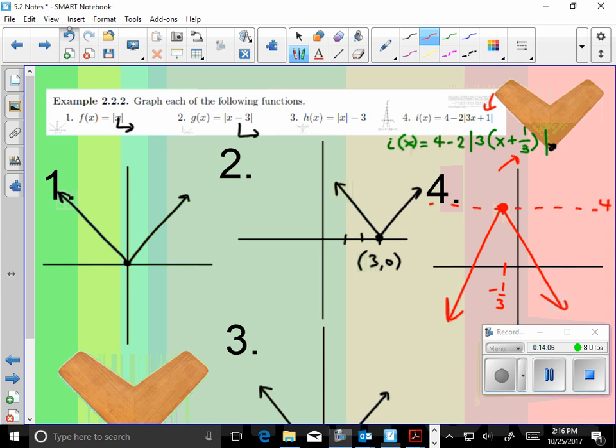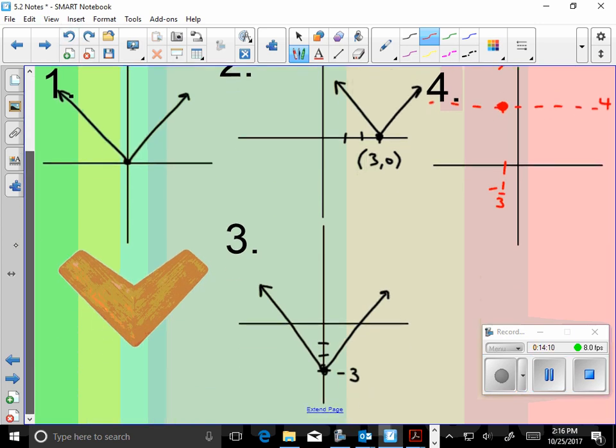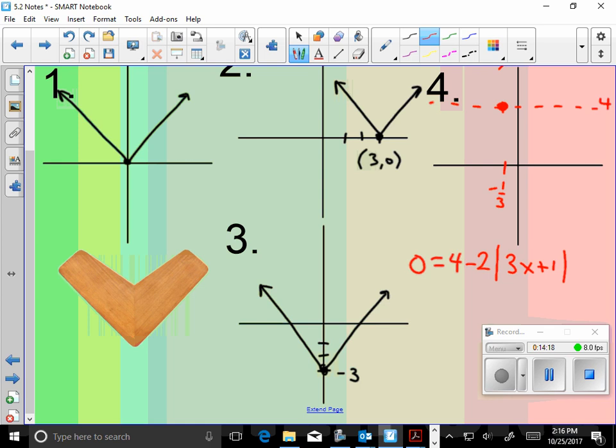I do care. Let's go back. So how do we identify that? Well, what I do is I set the whole thing equal to 0. And I find those 2 solutions of where it equals 0.